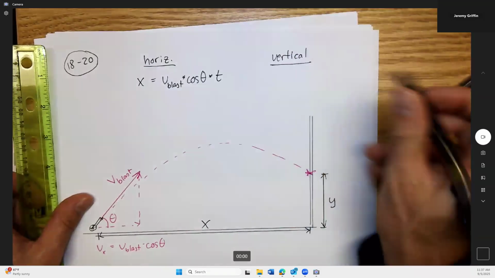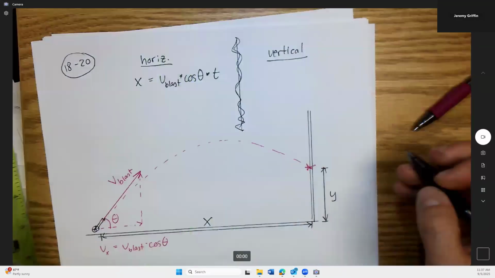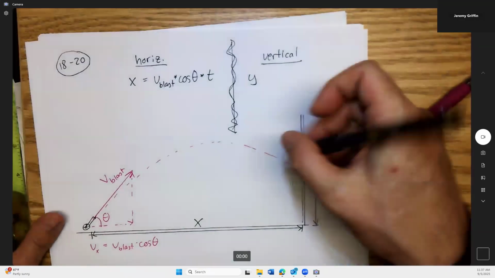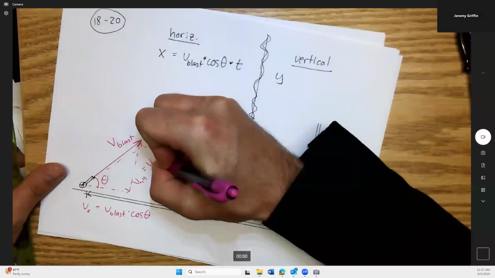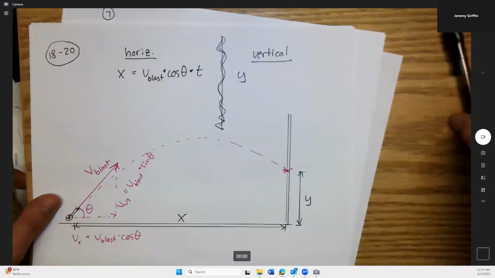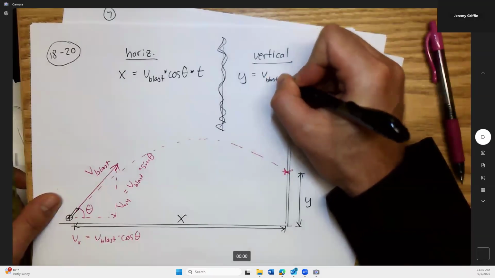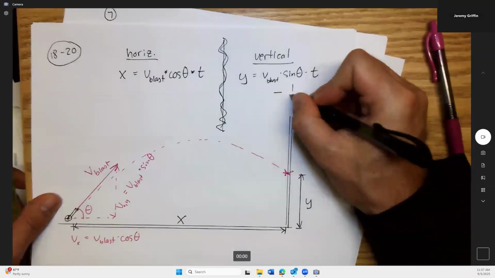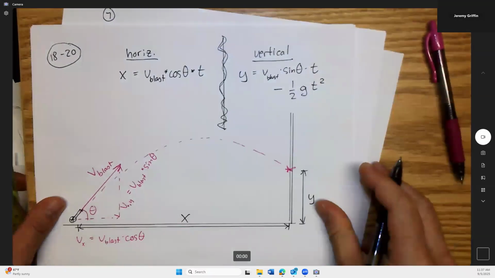In the vertical direction, separate idea. I could say this y, where it lands on the wall, equals V naught y, which is V blast times sine theta. That's my initial velocity in the y direction. So y equals V blast sine theta times t minus 1/2 g t squared. Is that true? Just like that.